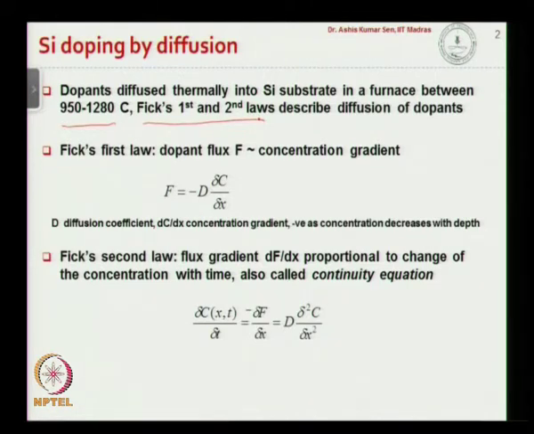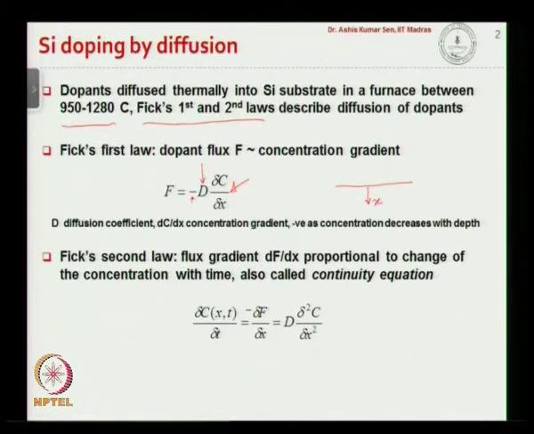Fick's first law says that the dopant flux is proportional to the concentration gradient and D is the diffusion coefficient. And as we discussed, the negative sign is because the concentration decreases along with depth. So if this is the surface of the substrate, x is into the substrate. So as the concentration reduces with x, there is a negative sign here.